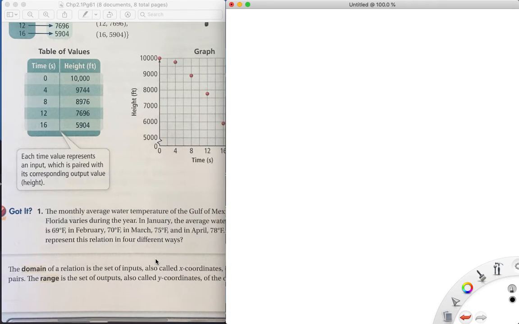Relations have something called a domain and a range. The domain is a set of x coordinates.